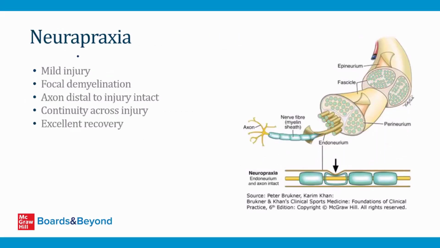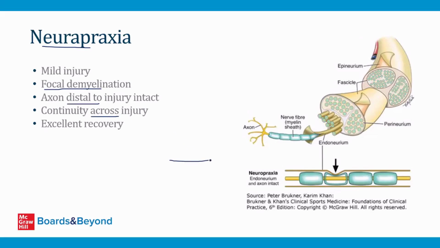So the mildest form of peripheral nerve injury, as I just said, is called neuropraxia. When neuropraxia occurs, basically the main issue is that there's focal demyelination of a peripheral nerve. But beyond this, the axon distal to the injury remains intact, and you have some continuity across the injury.